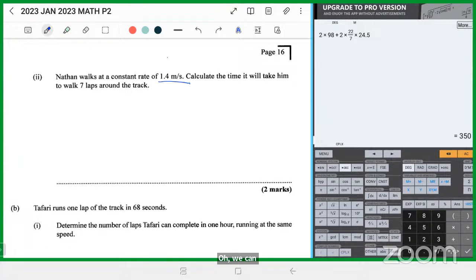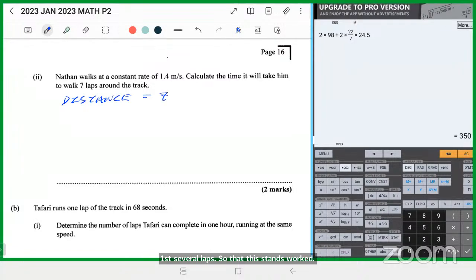All right. So let's use speed equals distance over time. I think that's what most persons would do. But firstly, the distance for 7 laps. So the distance walked is 7 times 350. That's the total distance that he walked.